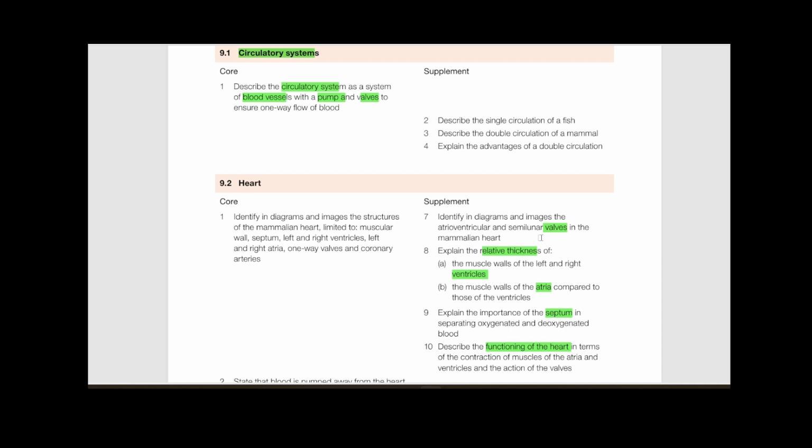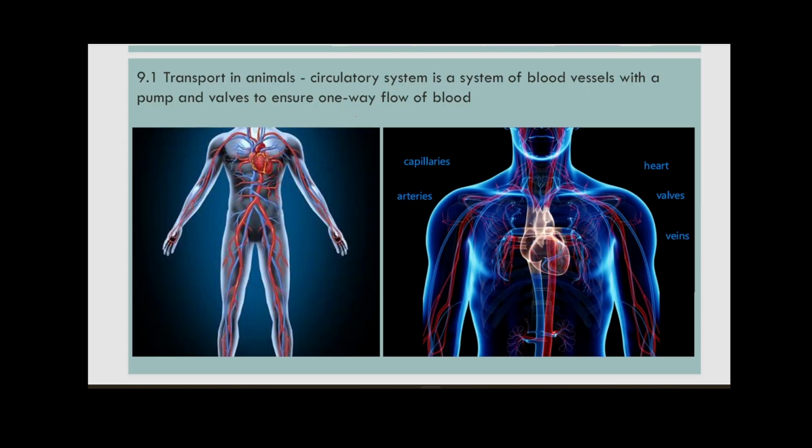There are tricks which I am going to share with you which will help you remember the flow of blood. We'll talk about the relative thickness of ventricle and atria, muscular walls. We will talk about septum, and we will talk about the functioning of heart in terms of the contraction of muscles of atria and ventricles. So let's get started.